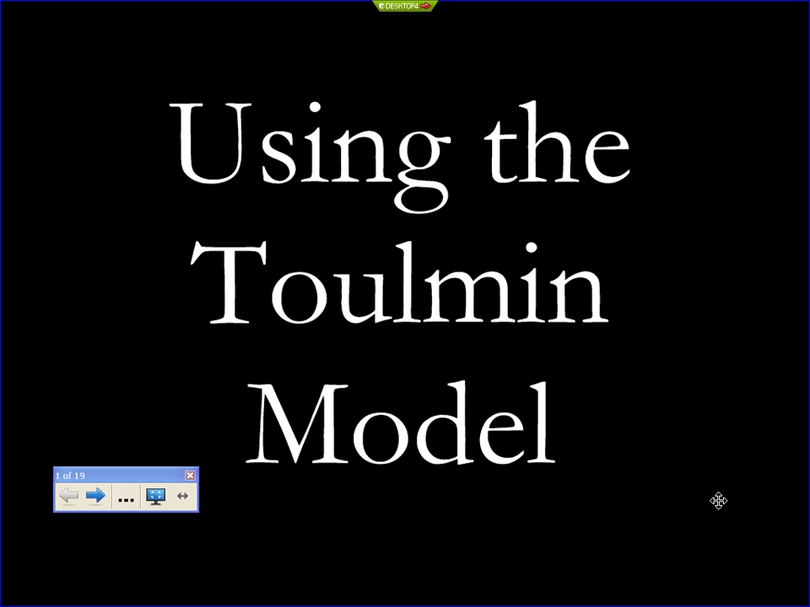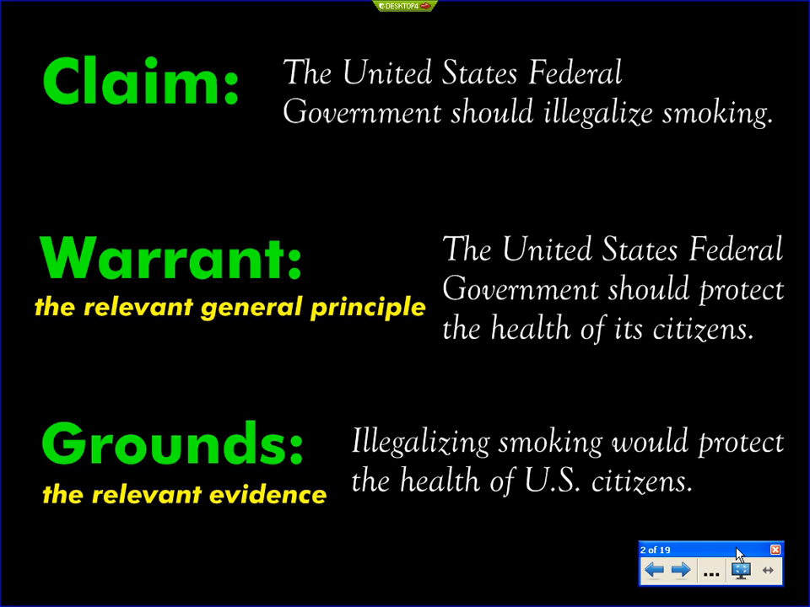This model of logic is called the Toulmin model, and it's named after a logician named Toulmin. I can't remember his first name, and he actually died just recently. Let me show it to you and talk about its qualities. This is a typical Toulmin model. It's what we might call a syllogism.